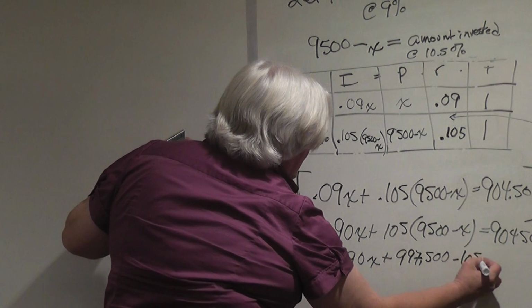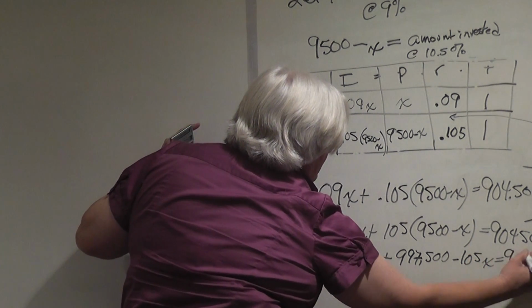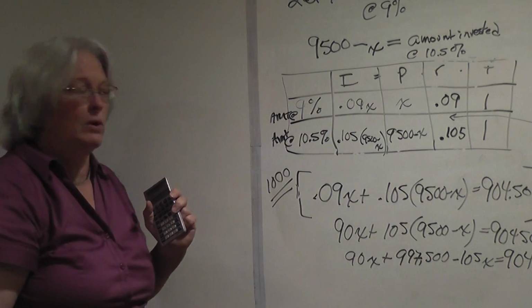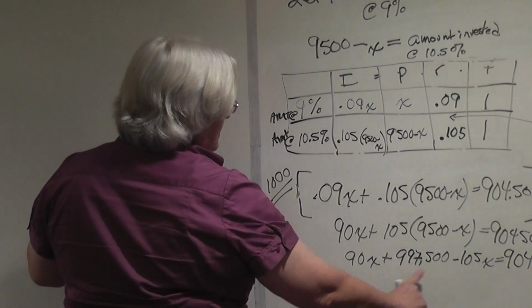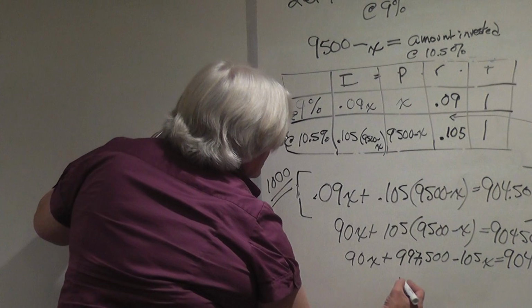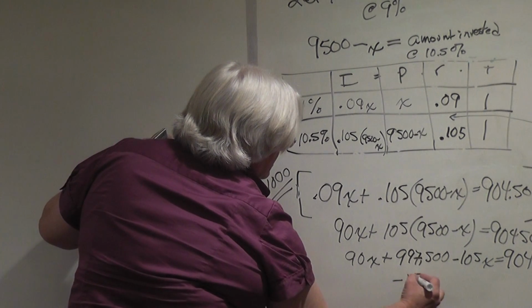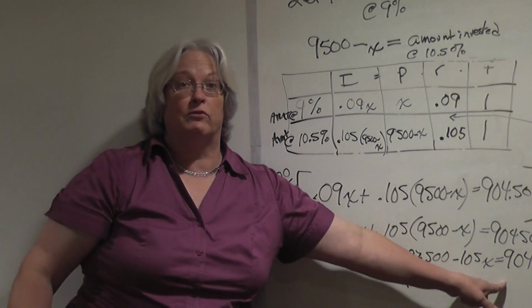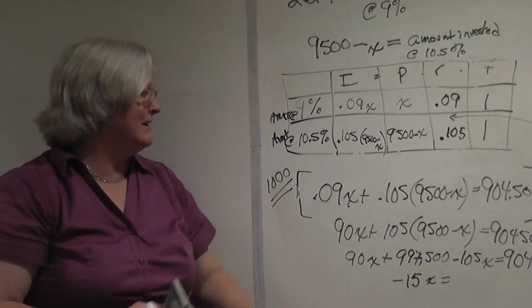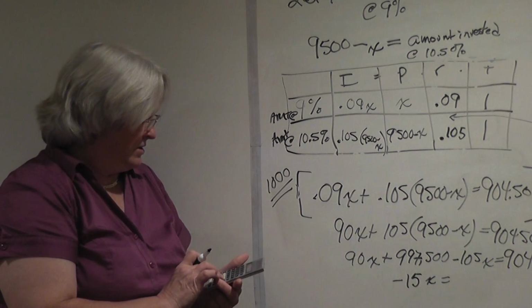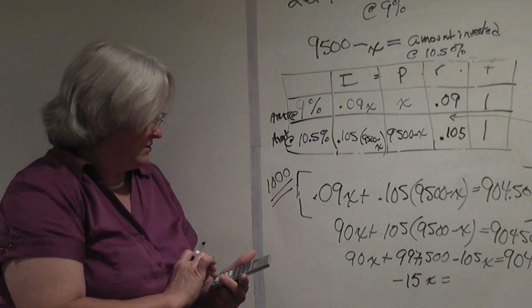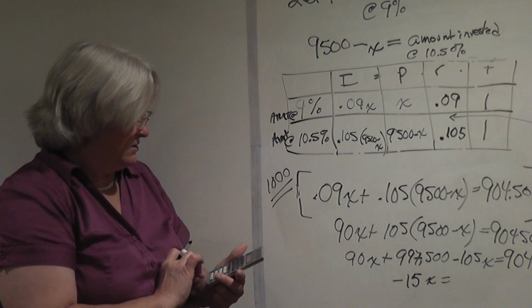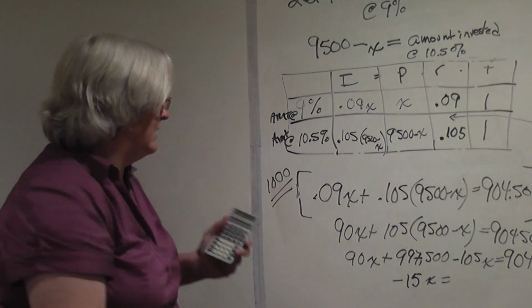997,500 minus 105x is equal to 904,500. Y'all tracking with me? 90x minus 105x is negative 15x is equal to 904,500 minus 997,500. 904,500 minus 997,500 gives us a negative 93,000.